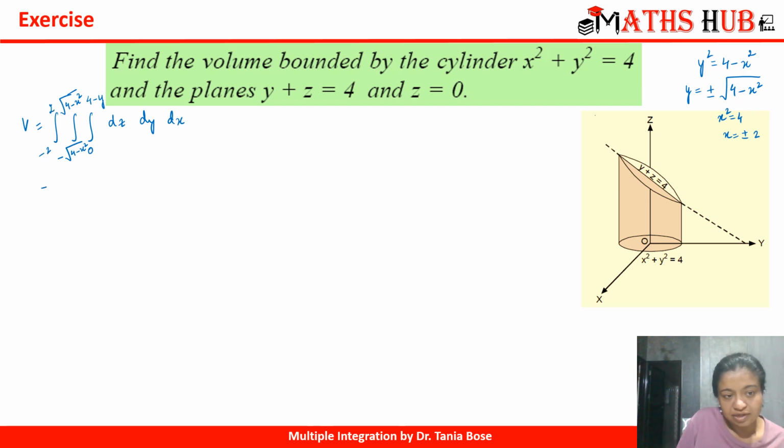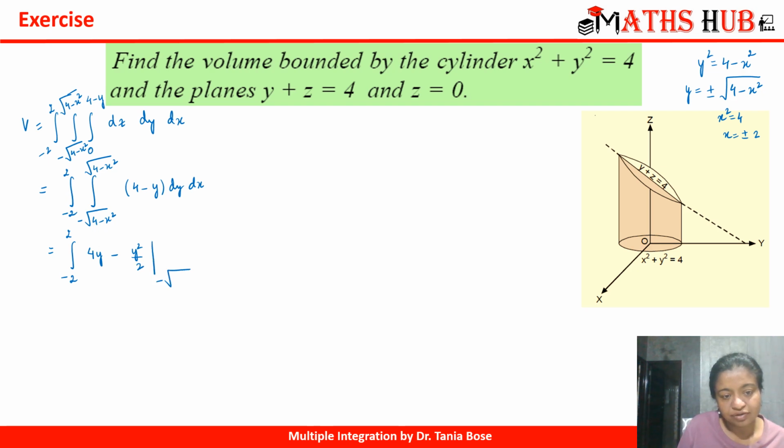Now let us try to solve it. I have minus 2 to plus 2, the limits of x. I have minus under root 4 minus x square to under root 4 minus x square. When I integrate the inner one, dz, I'll get z, and when I put the limits, I will simply get 4 minus y dy. Now this is minus 2 to 2. When I integrate with respect to y, I'll get 4y minus y square by 2, limits from minus under root 4 minus x square to under root 4 minus x square.